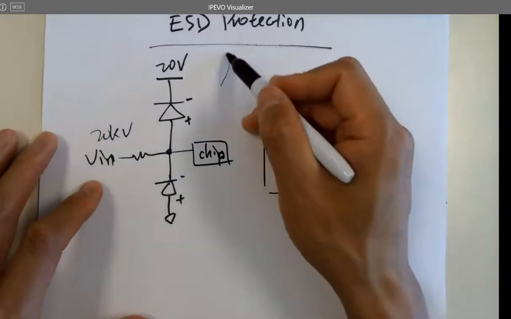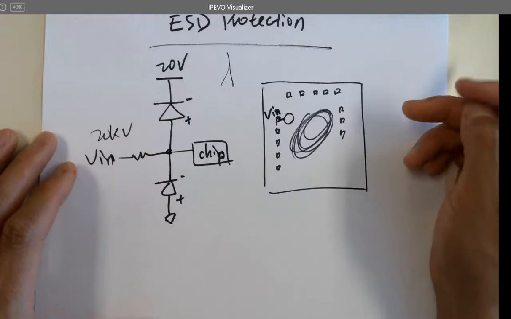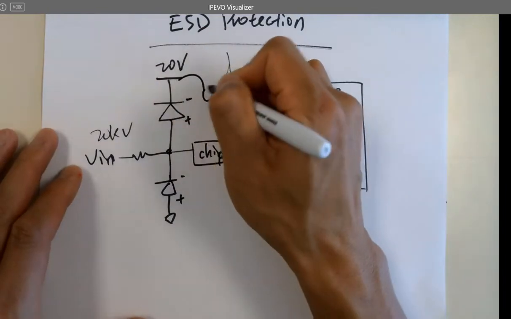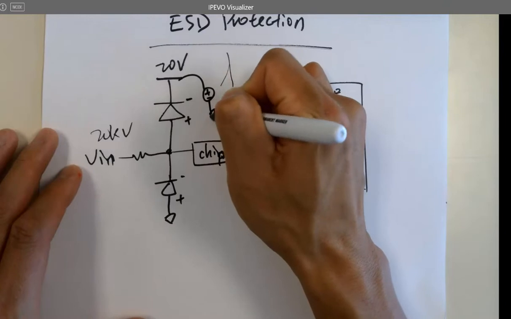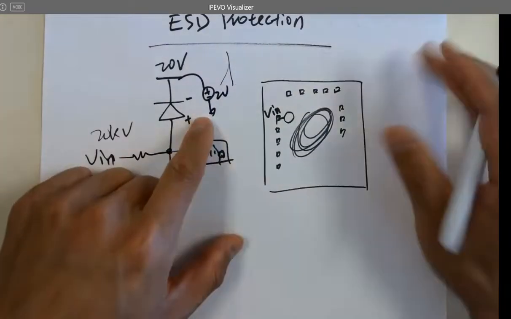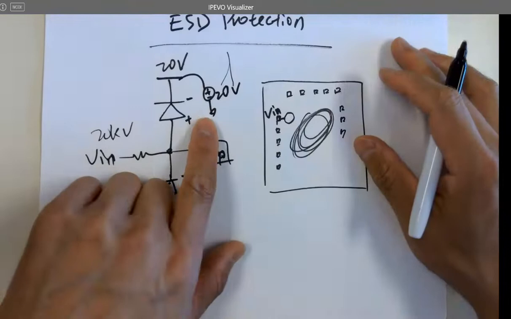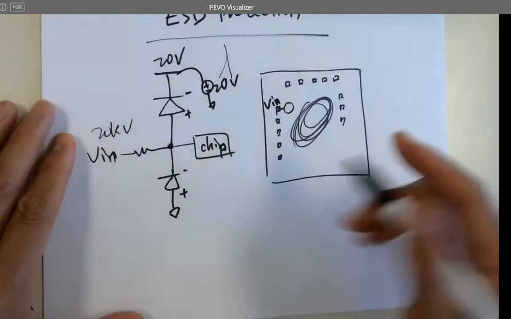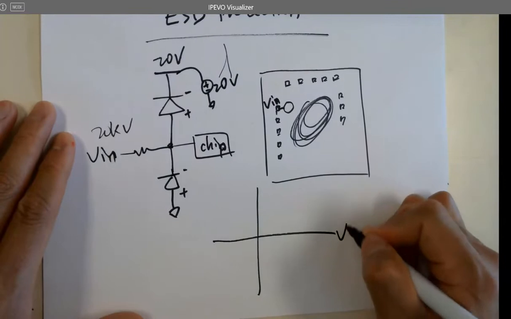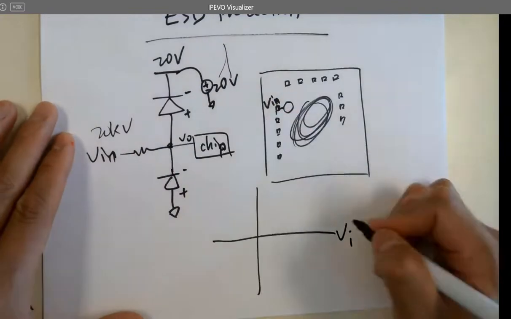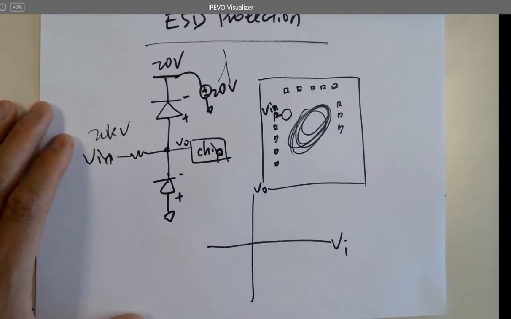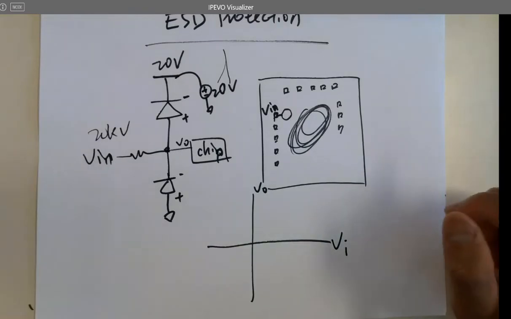Just a very sharp peak. So the 20 volts is actually a power supply, right? 20 volts is powered up. So if you draw V in over V out here, what the curve looks like. It's very similar to the previous ones, like this one.